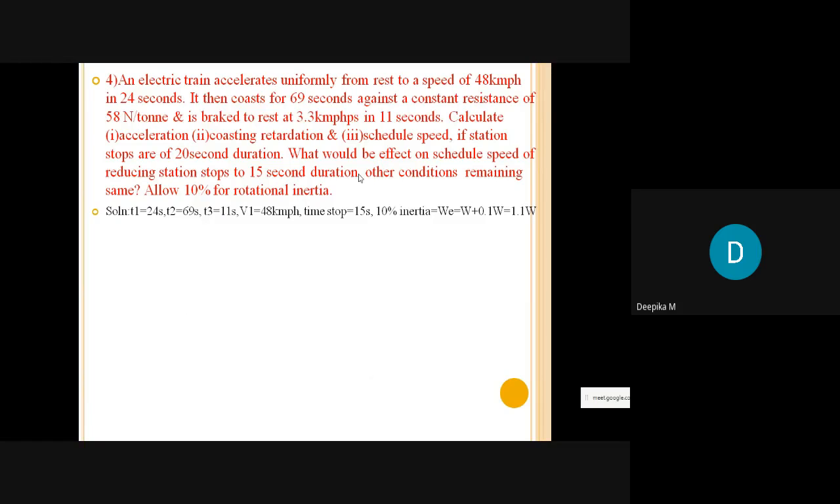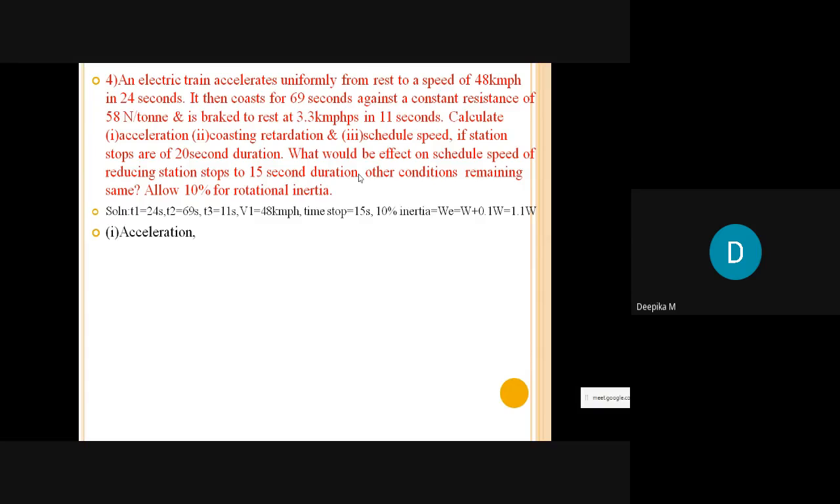So let us list out the data. Time T1 is nothing but 24 seconds. Time T2 is nothing but 69 seconds. It then coasts for 69 seconds, that is the free running period, the coasting period. T3 is 11 seconds. V1 is nothing but 48 kilometer per hour, and the stop time is 15 seconds. To calculate effective weight by allowing 10% inertia, it will be 1.1 W. So let us go with the problem.